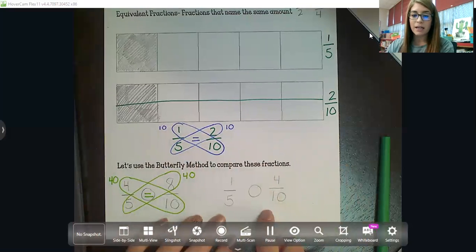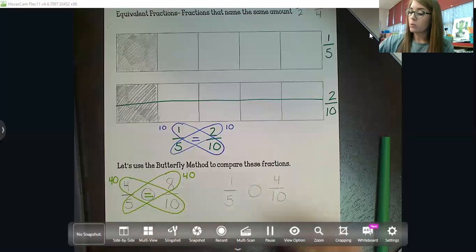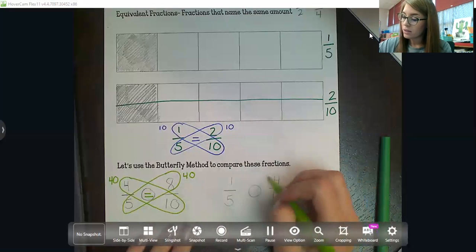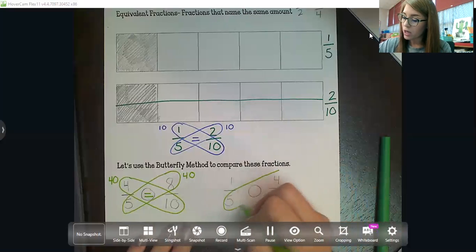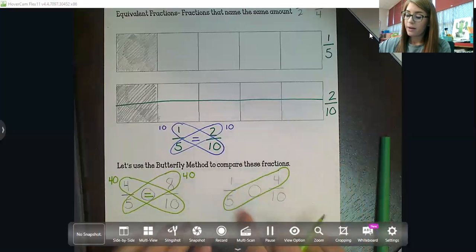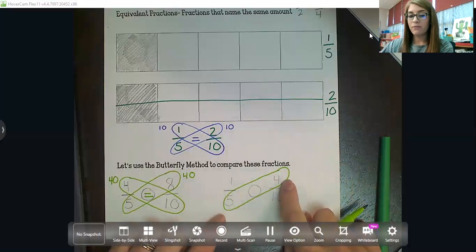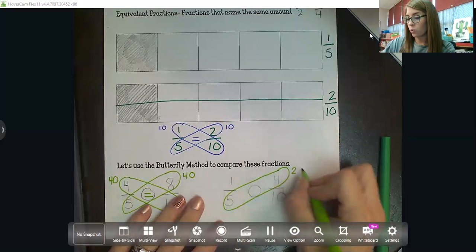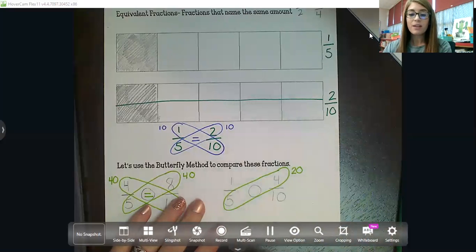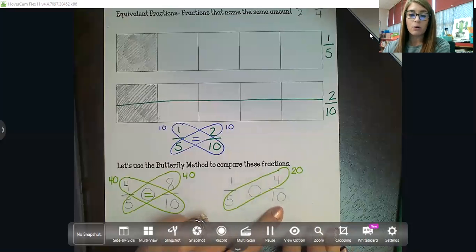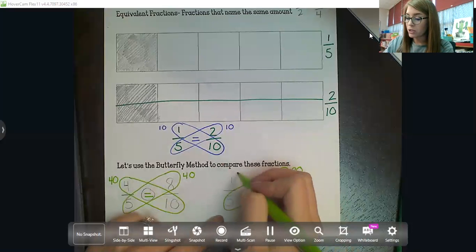All right, let's look over here at my second example. I've got 1/5 compared to 4/10. Okay, first thing I always do is I'm going to go ahead and draw my butterfly wings, always across from each other like this. 5 times 4 gives me what, boys and girls? Very good, it does give me 20. Am I putting it by the 5 or by the 4? Very good, by the 4. The 20 is going to go right there, okay?